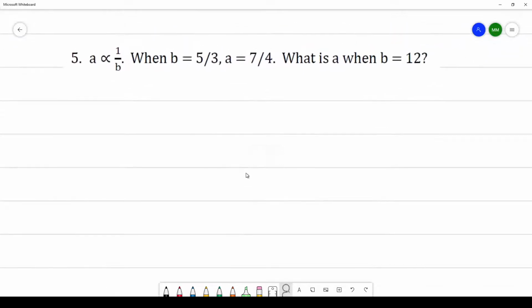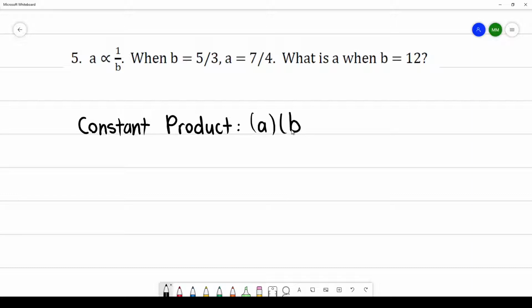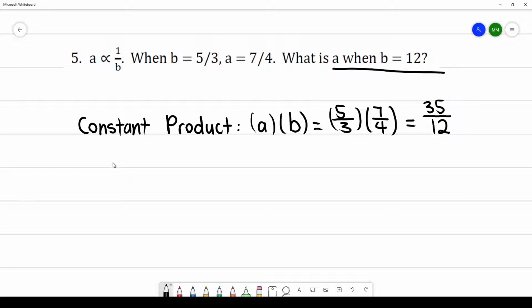So number 5, this one is essentially the same thing. So for the first method, first you find the constant product. So that is a times b, right? So a times b is equal to 5 over 3 times 7 over 4. And that's going to give 35 over 12.